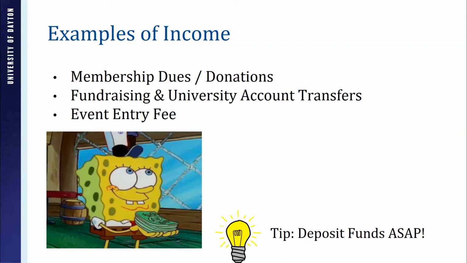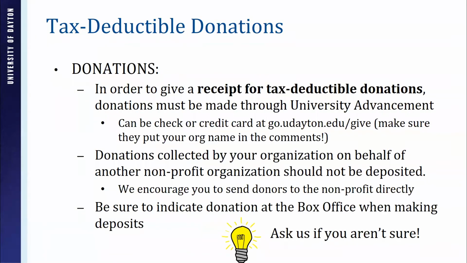That's not a problem. But if you go approach somebody and your mom and dad work for a company and the company wants to donate $100 to your student organization, but they want it to be tax deductible, they will need to go through the university's advancement system to get a tax deductible receipt or a tax receipt for that. They can do that by going to this link on the page, go.udane.edu/give. On that page, there is a drop-down menu, and they can just select your student organization.